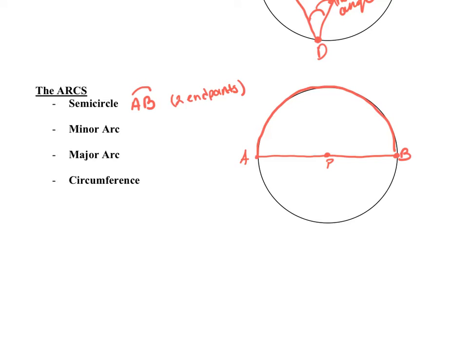Then a minor arc is any arc that is less than a semicircle. So let's say we have, oops, that is the highlighter, not the pen.